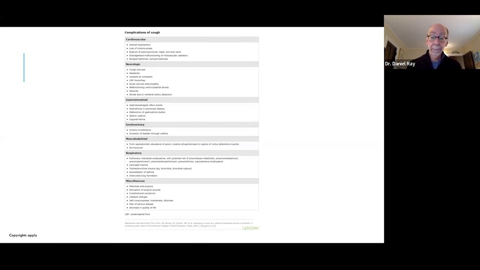pneumomediastinum, and subcutaneous emphysema. All seen that with coughing. Coughing themselves to where they are hoarse, exacerbations of their asthma related to the cough. Patients that are post-op, they can rip out their surgical wounds, but mostly it's just the patient is miserable, they're changing their lifestyle, they're self-conscious, and it decreases the quality of their life. So that is the primary side effect of these chronic coughs.